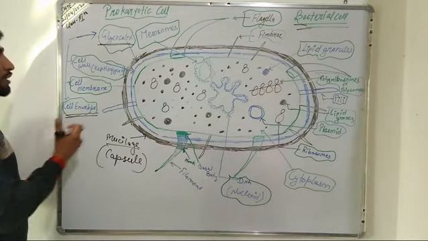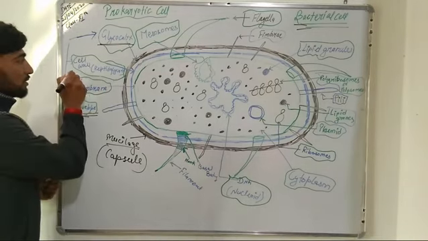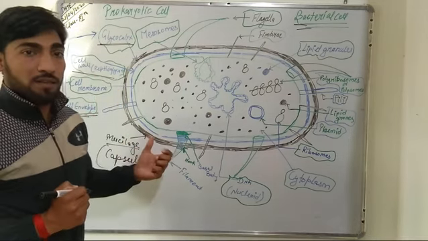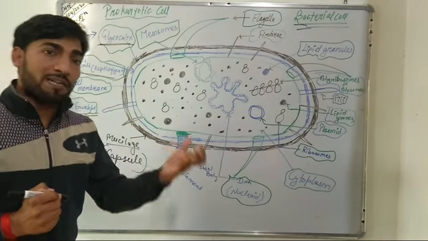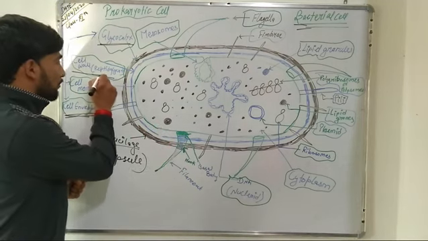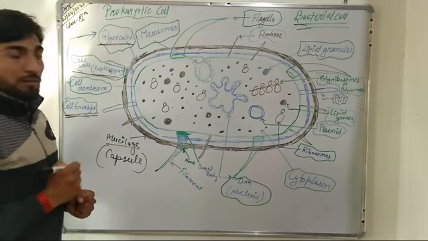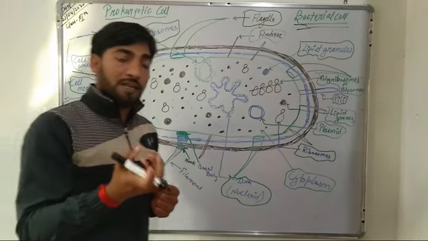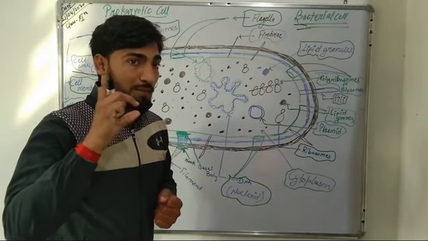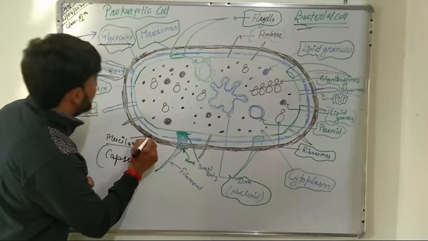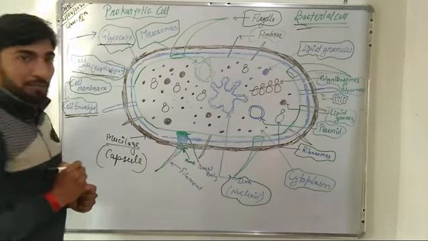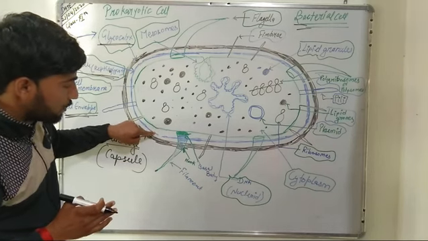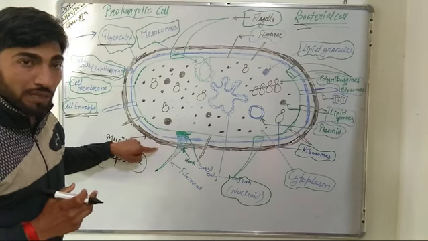The second component of the cell envelope is the cell wall. In bacterial cells, the cell wall is a peptidoglycan cell wall, that means it is made up of peptidoglycan. Next, this cell wall in bacteria is rigid and solid, and it is present between the glycocalyx and the cell membrane.